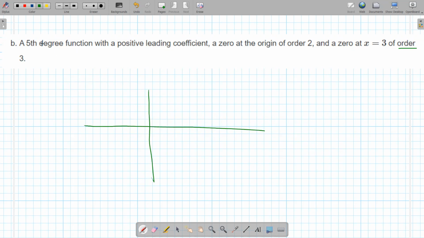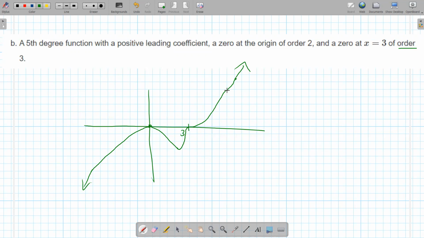So a 5th degree function with a positive leading coefficient. It's going to start here and it's going to end here. A 0 at the origin of order 2, so that's a turning point there. And a 0 at x equals 3 of order 3, so that means there's a point of inflection at x equals 3. What could be a potential equation for this? Let me ask you that.